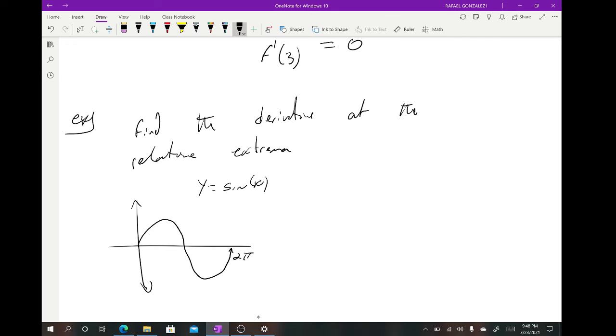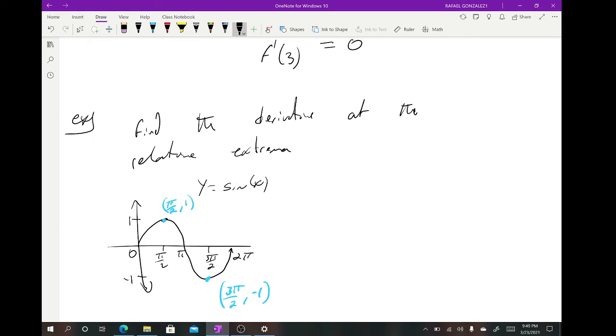It goes, and I'm only going to do it on the interval from 0 to 2 pi. Anyway, it goes from 0 to 1 down to minus 1. Here we have pi, here we have pi over 2, and here we have 3 pi over 2. So that means that this local maximum on this interval is (pi over 2, 1), and this minimum here is (3 pi over 2, minus 1).